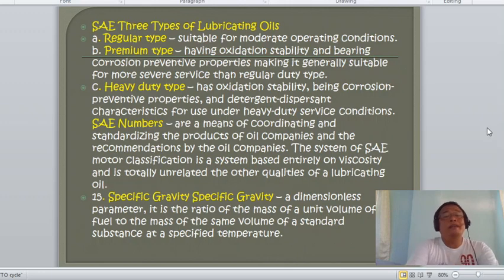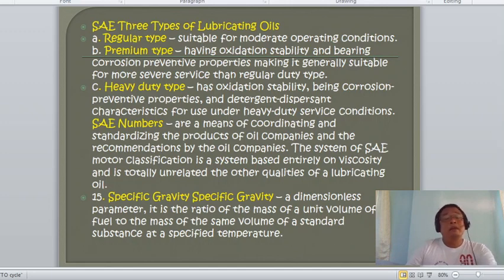Here we have three types of lubricating oil cited by the SAE, the Society of Automotive Engineers: regular type, premium type, and heavy duty type. SAE numbers are a means of coordinating and standardizing the products of oil companies and the recommendations by oil companies. The SAE motor oil classification is a system based entirely on viscosity and is totally unrelated to the other qualities of lubricating oil.